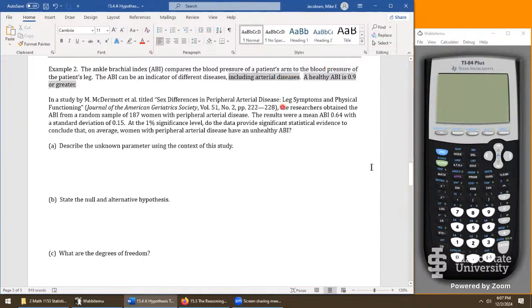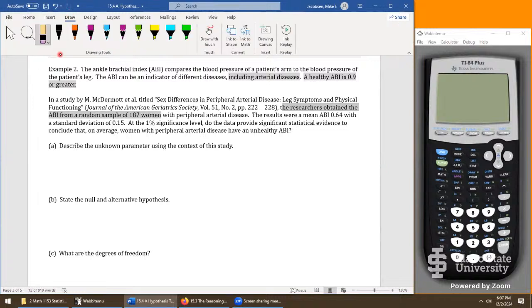Let's add that. The researchers obtained the ABI from a random sample of 187 women. So it looks like they're focusing specifically on one gender. Let's say we have N is 187 women with peripheral arterial disease. So again, looks like that's going to be the big part of this problem. This is highlight worthy because this is the sample. It implies what the population is now. The population will be all women with peripheral arterial disease. Too bad we don't have an acronym for that, but I guess that'd be too many acronyms.